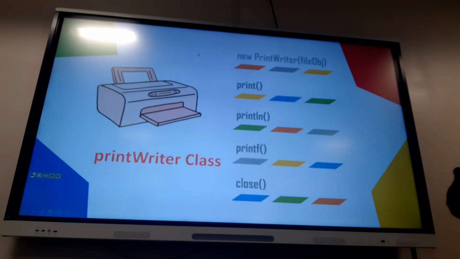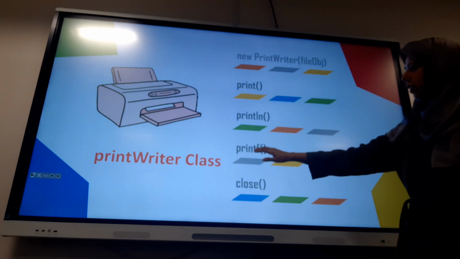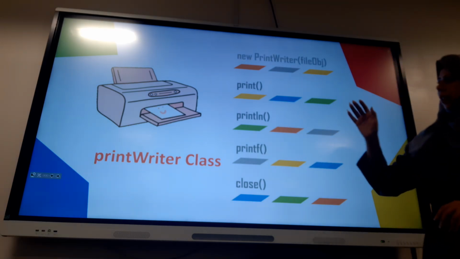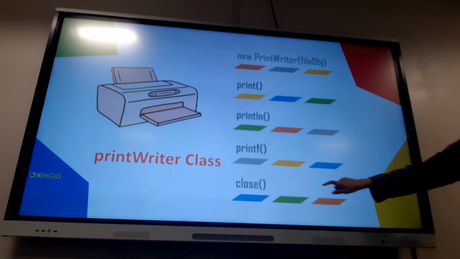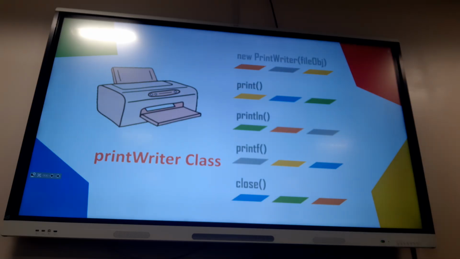That's simply a closer look into the PrintWriter class. We have print, println, and printf. These are the three main methods we have. And of course, we have the constructor that takes an object of type File class. The close, again, is to make sure that this connection is no longer available.